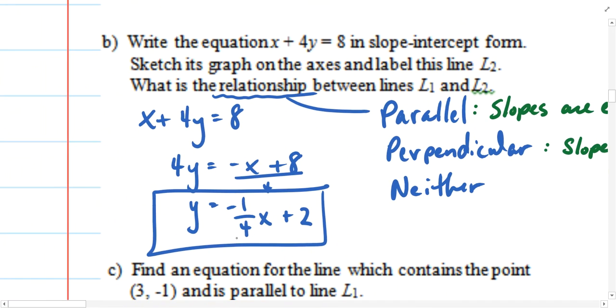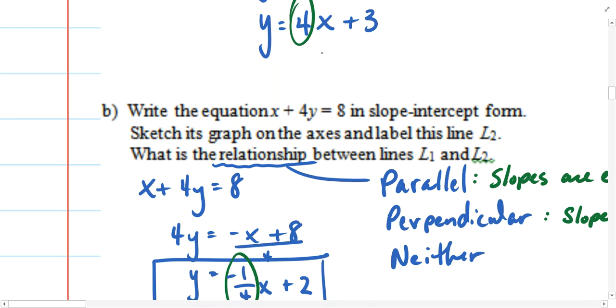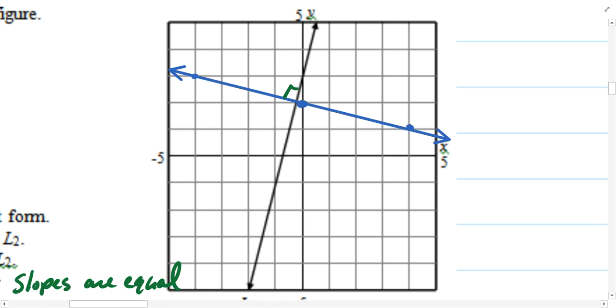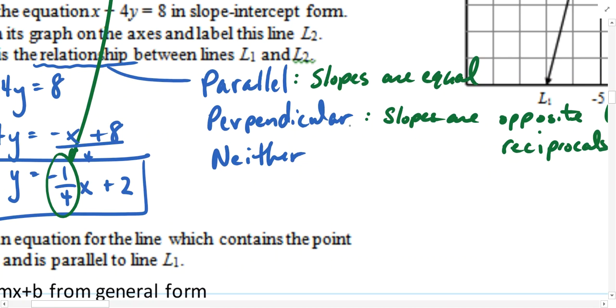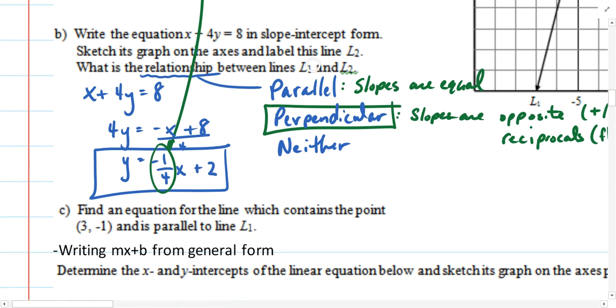So if the slope here is negative 1/4, then the opposite of that would be a positive number. And if we flip the fraction, it would be 4 over 1 instead of 1 over 4. And is that the opposite reciprocal of this up here? Well, certainly. So while they appear perpendicular, we've now confirmed that they are. And we could state that about the relationship here. The relationship between L1 and L2 is that they are perpendicular lines.